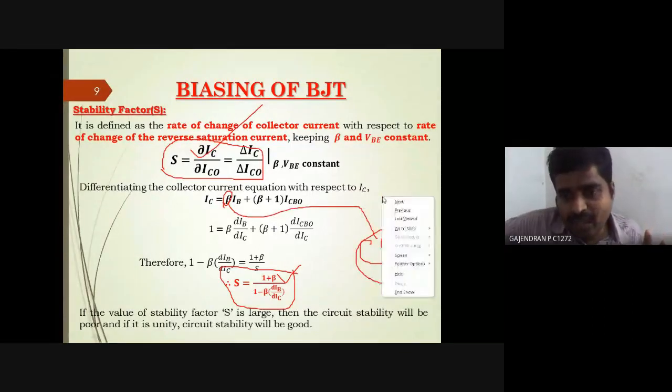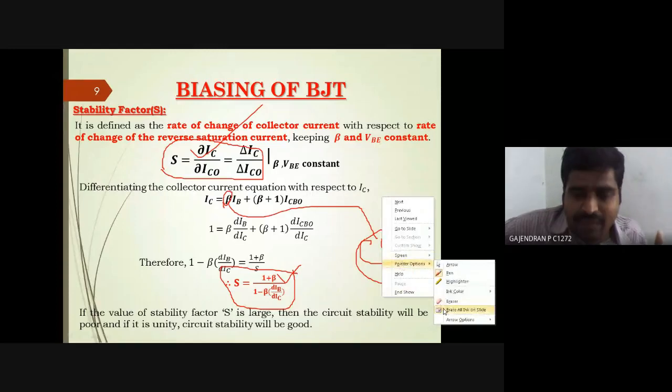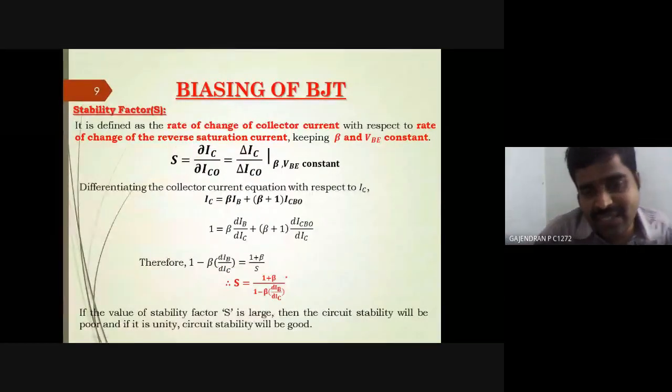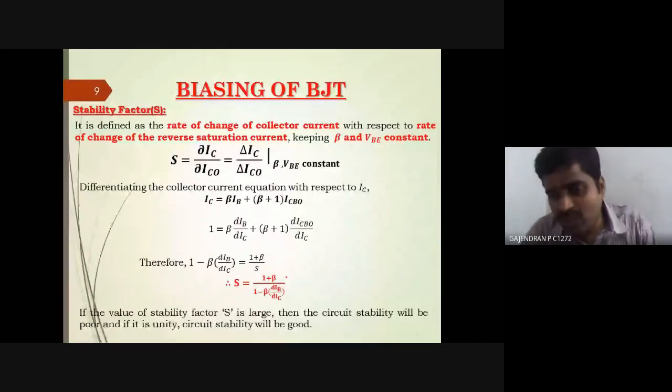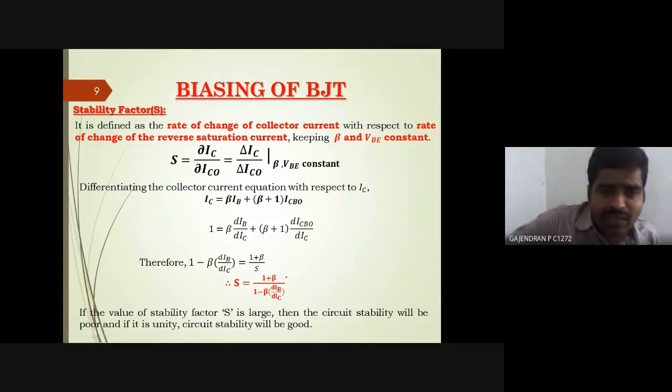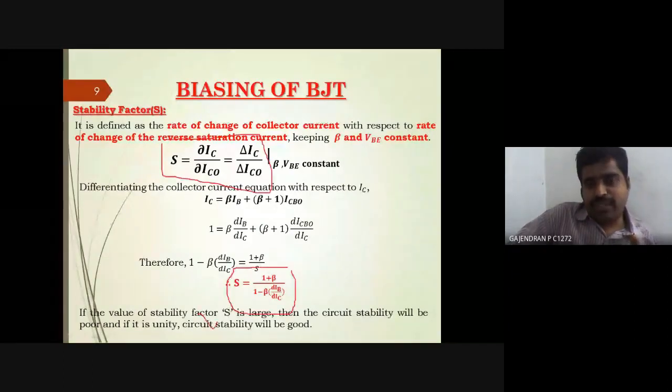If you refer to the textbook, you will find the derivations for the remaining two configurations also. If you wish, you can go through that also. But in our scope, we limited it to the common emitter configuration. Have you noted down these two things? This keyword is also very important.